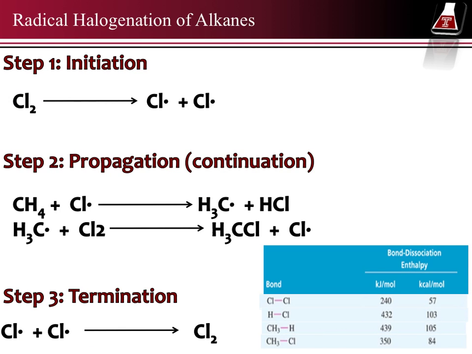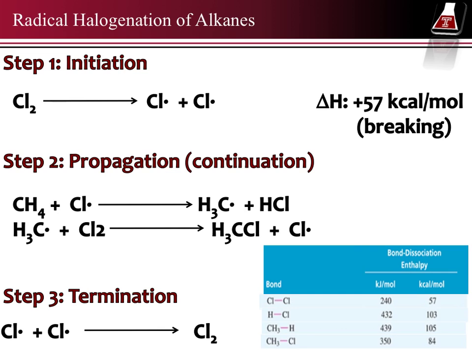Okay, so we see that a chlorine-chlorine bond dissociation requires 57 kilocalories per mole. Remember that it's positive because we are breaking a bond. We have to put energy in order to have this happen. Okay, so that takes 57 kilocalories per mole.